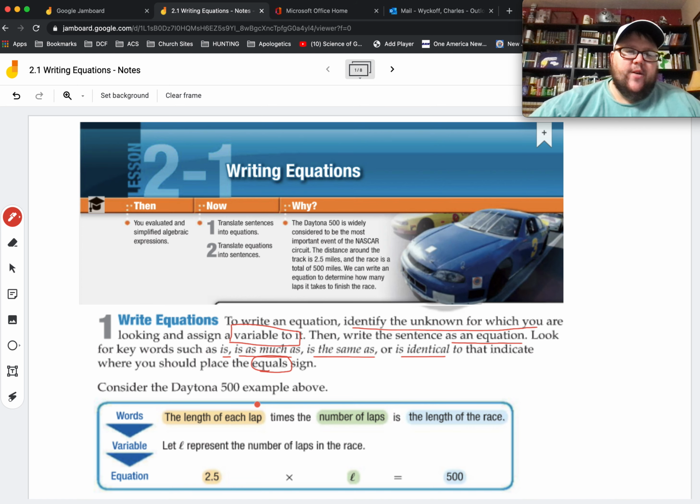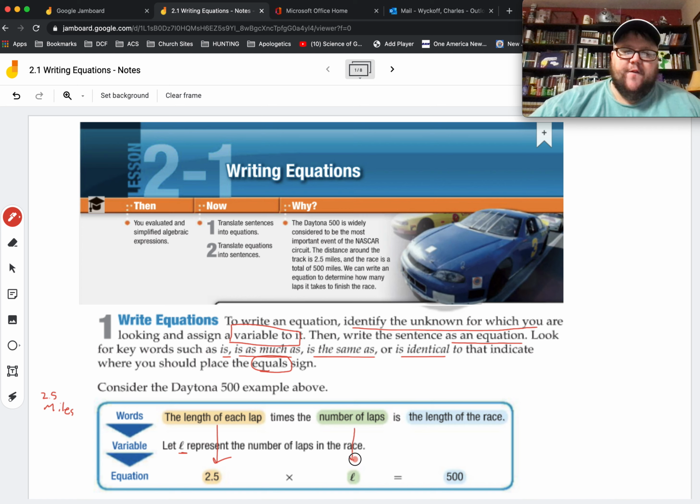So consider the Daytona 500 example below. The length of each lap times the number of laps is the length of the race. So if we let L represent the number of laps, we're going to have the length of each lap. Each lap is 2.5 miles, so 2.5 miles is one lap of the Daytona 500. So the length of each lap is 2.5 miles times the number of laps. We're going to say that is L.